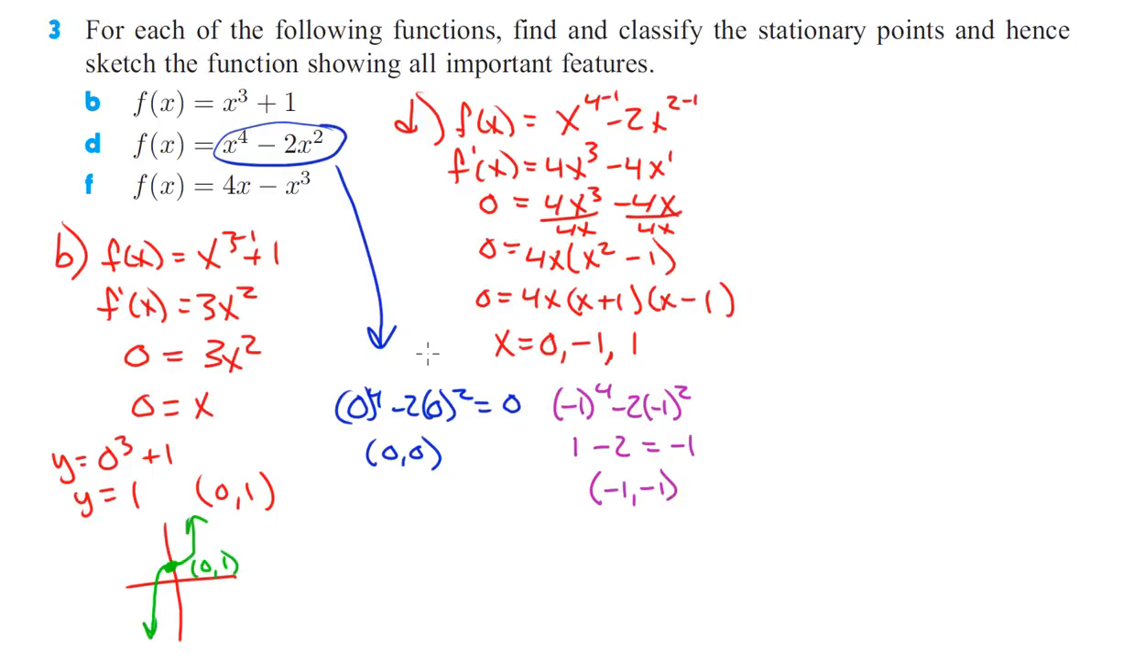Okay, so we've got 2 points. And then let's find the third one. That's where we plug in 1, right? So we've got 1 to the fourth minus 2 times 1 squared. 1 to the fourth is 1. 1 squared is 1 times -2 is -2. And that also gives us -1. So our third stationary point is (1, -1). Okay, so we've got all three of those points.